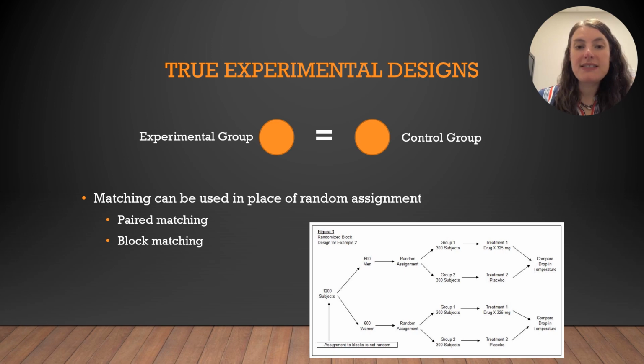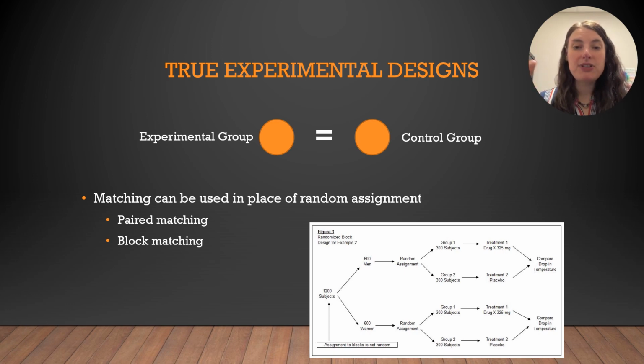The goal of random assignment is that we want the experimental and control groups to be as similar as possible. By using random assignment, we ensure that these two groups will resemble each other. However, in some cases, we can use a non-random assignment process to achieve the same equality between control and experimental groups. One such method is called paired matching.